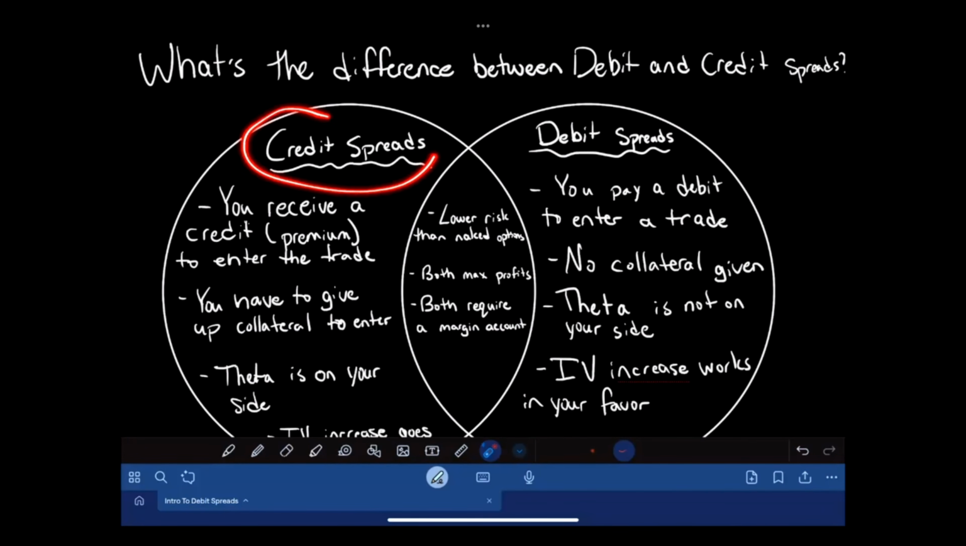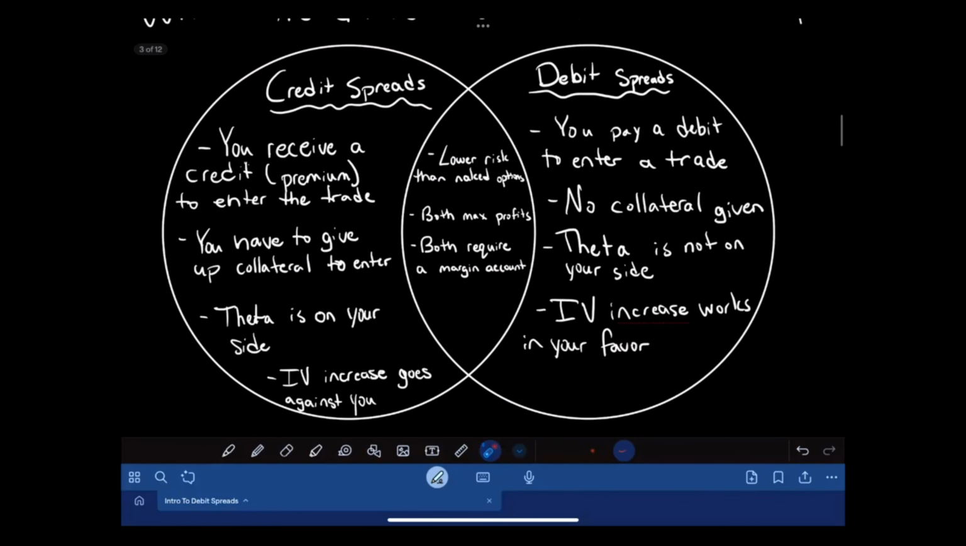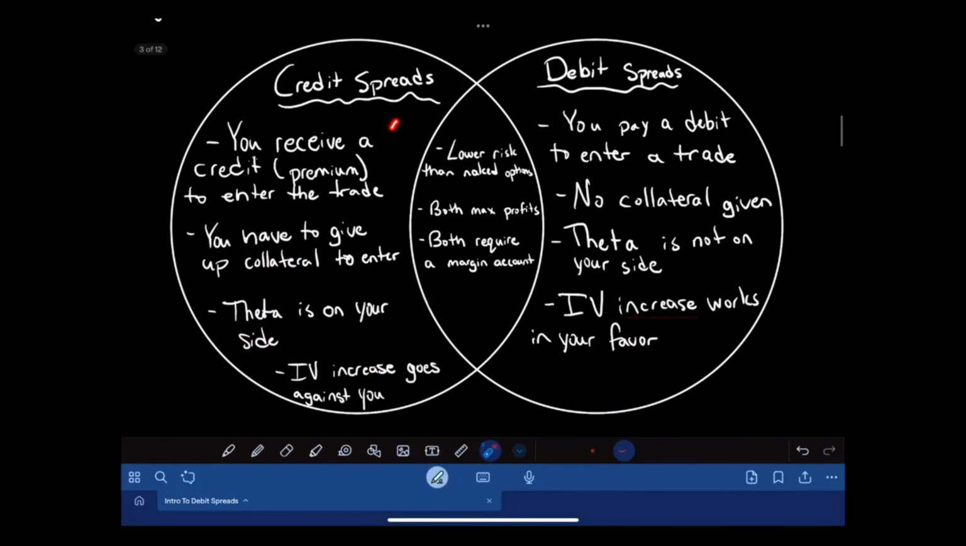Basically, to sum it up, the biggest difference with credit spreads is theta is on your side. IV increase is not great for you. You need to give up collateral for credit spreads, and you also receive a credit when you enter the trade versus paying a debit like you usually do whenever you enter trades, right?